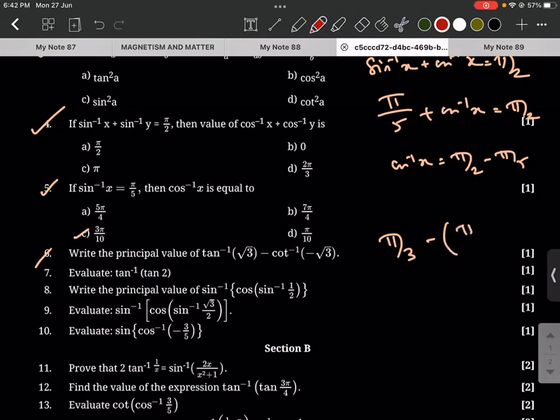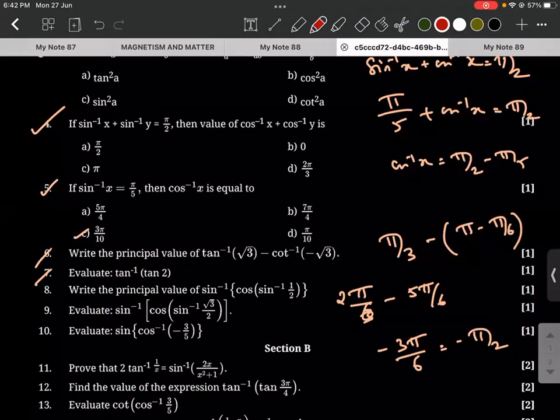So pi minus 5 pi by 6. So pi by 3 minus 5 pi by 6. So minus 3 pi by 6, which is minus pi by 2. So evaluate the value of tan inverse of tan 2.